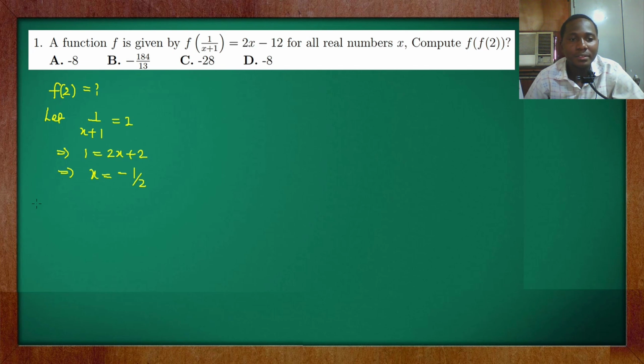Now that implies that f of 1 over minus 1 over 2 plus 1, that is if we replace x with minus 1 over 2 here, is still the same thing as f of 2, which we are interested in. If I replace x with minus 1 over 2, both inside the function and in the output, I'm going to have 2 open brackets minus 1 over 2 minus 12. Here we are going to have minus 13. So our f of 2 is minus 13.